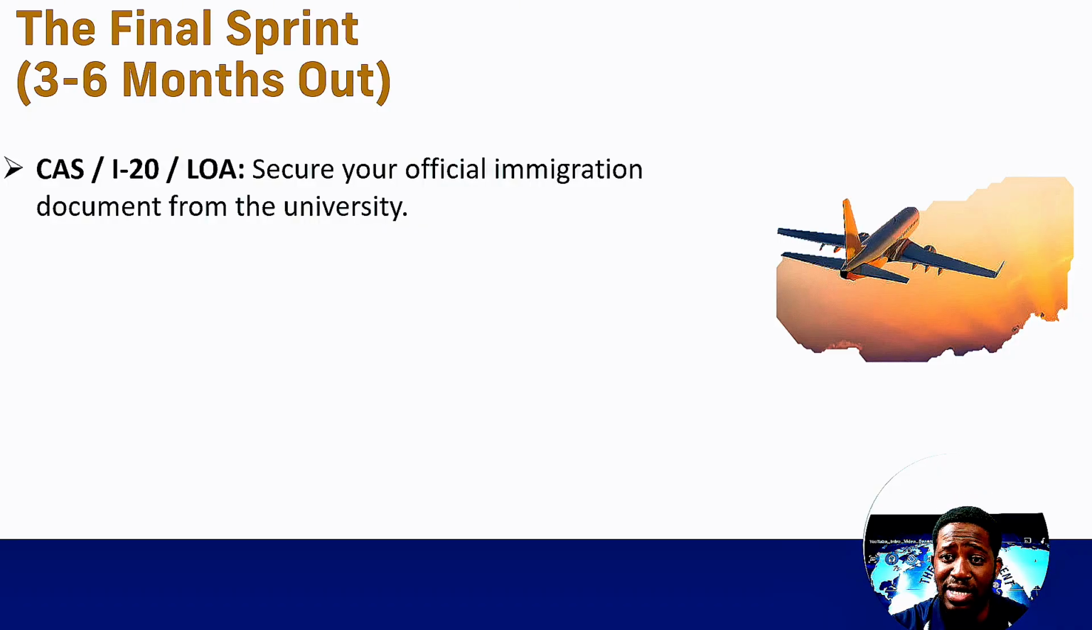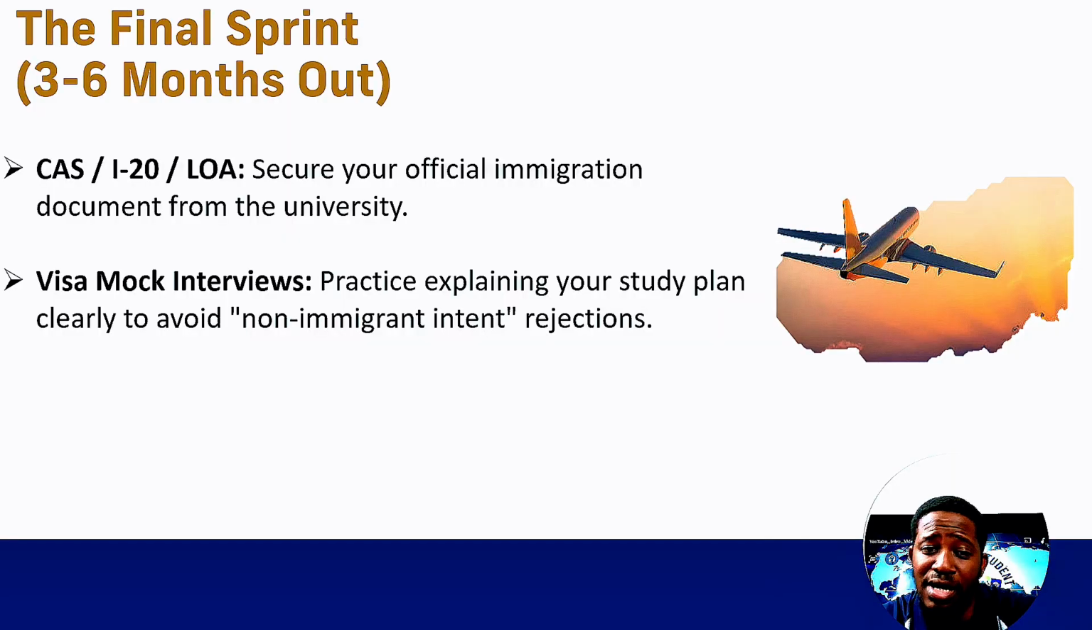If it's the US, your passport can expire, but once your I-20 is still current, you are an eligible student. CAS, similar thing. So secure your official immigration documents from the university. These are some of the final sprint because you need that for the interview, and that brings us to number two.